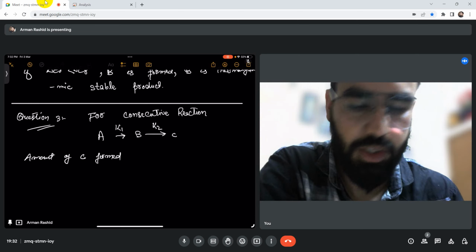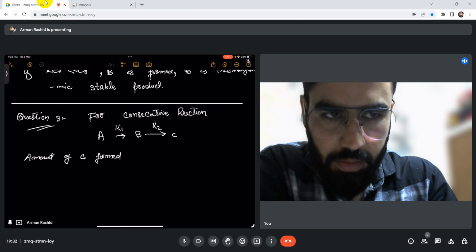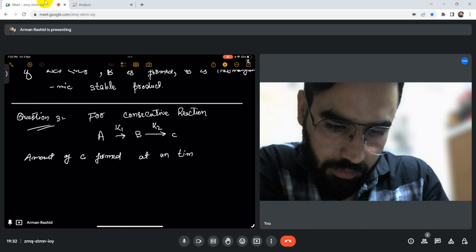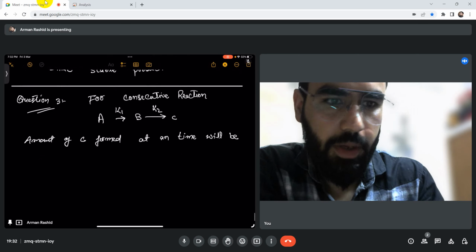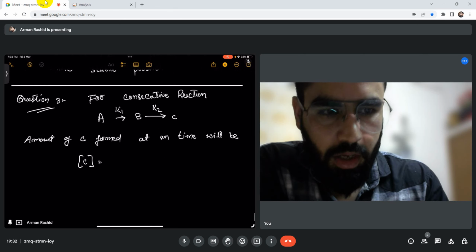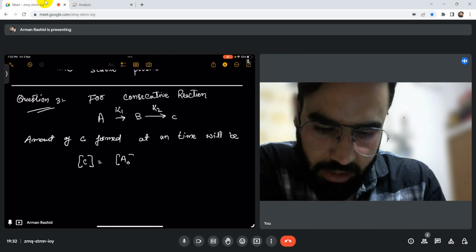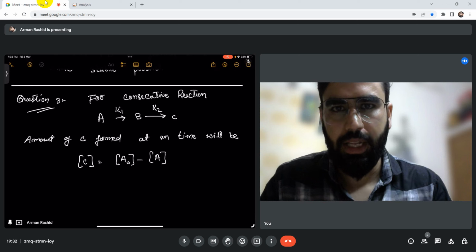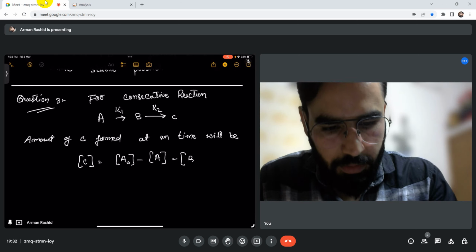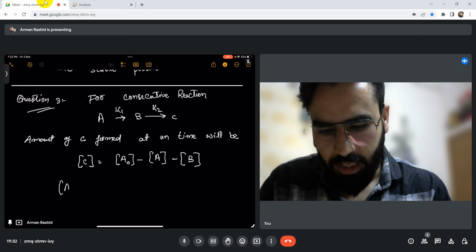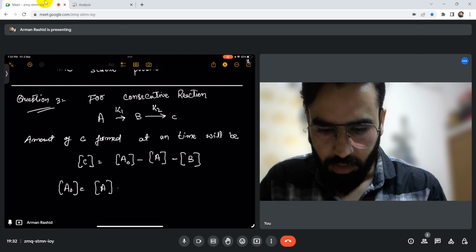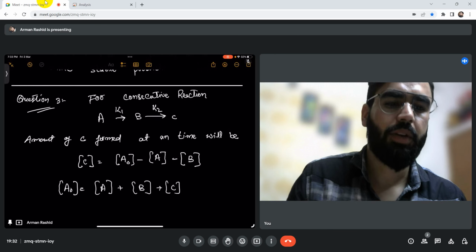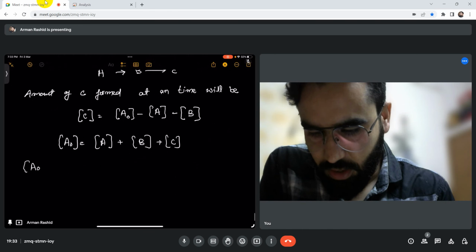If we see, there is no stoichiometric coefficient, so one molecule of A, if it reacts, will give one molecule of B, and one molecule of B will give one molecule of C. So it is straightforward. The amount of C formed at any time will be the total amount that was present of A minus the amount of A available at that time, minus the amount of B formed, because at any time the amount of A plus the amount of B plus the amount of C is equivalent to A naught, the initial amount that we have taken.